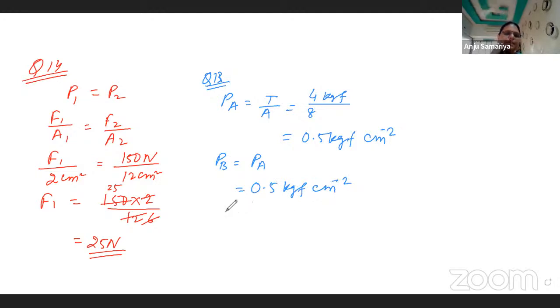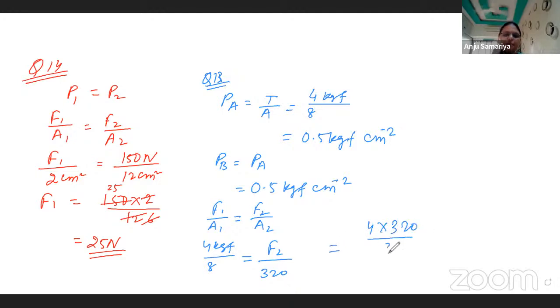Now thrust on piston B. So we know that F1 upon A1 is equal to F2 upon A2. F1 is 4 kgf, A1 is 8, F2 we do not know, and A2 is 320. So 4 into 320 divided by 8 is equal to F2. So 160 Newton force. Oh, sorry, 160 kgf, since it is in kgf.